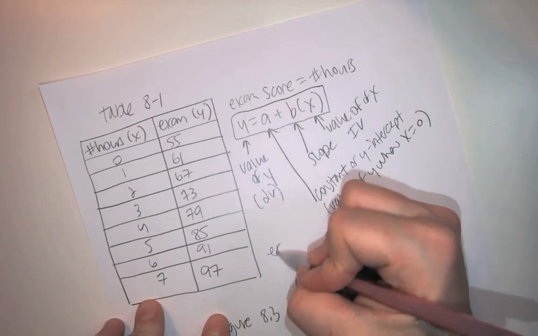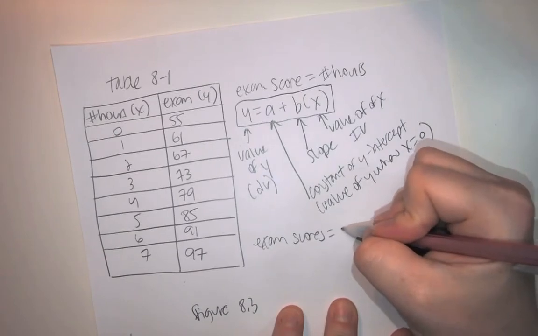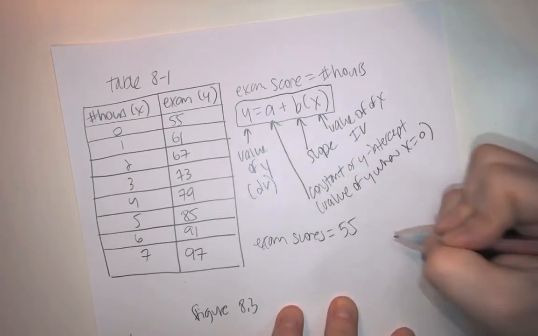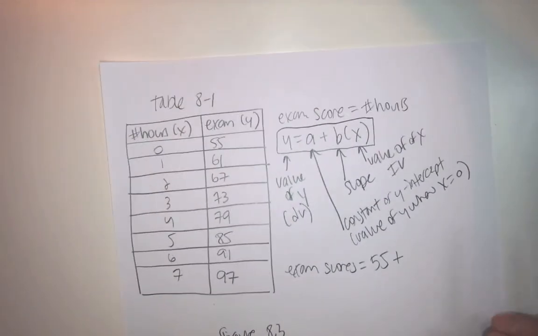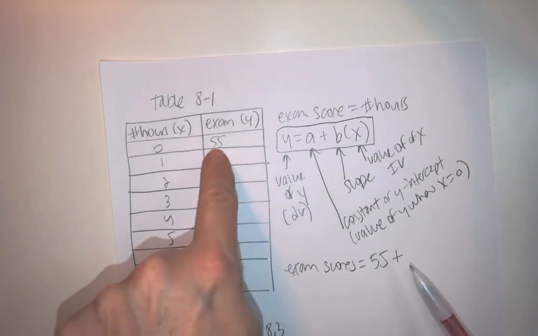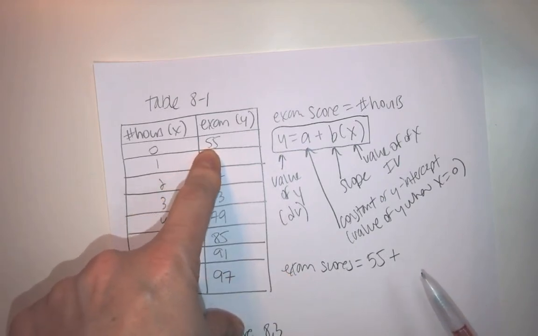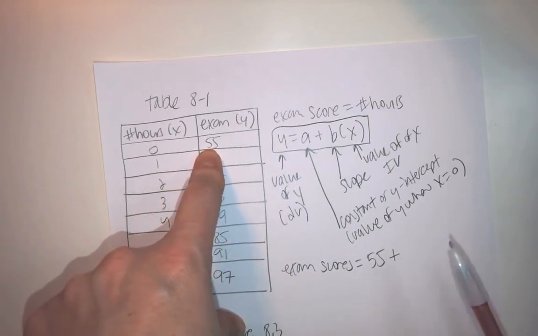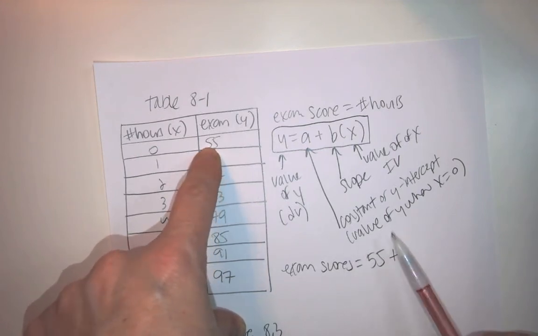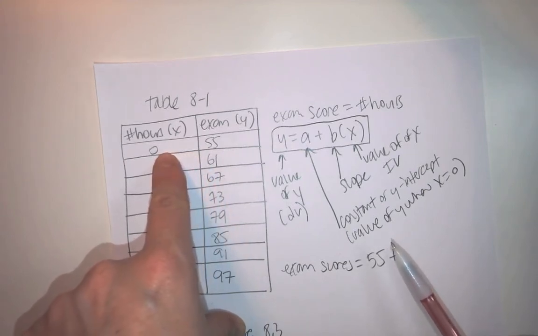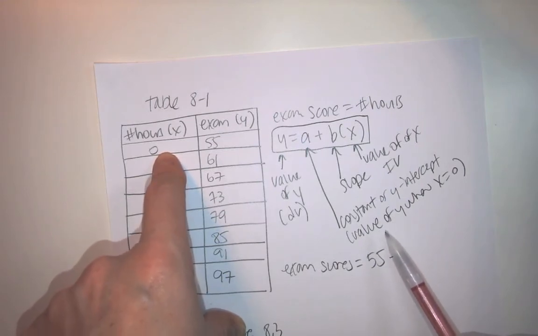So exam scores are going to be equal to 55 plus, and we don't know the rest of this yet. We know it's 55 because the value of Y when X equals 0 is 55. That is actually one of our data points. You will usually not get so lucky, and SPSS will tell you what your constant is. In this case, our constant is easy to figure out because the data tell us. Again, the constant, or A, is the value of Y when X equals 0.